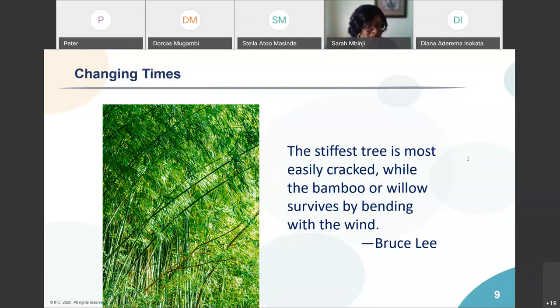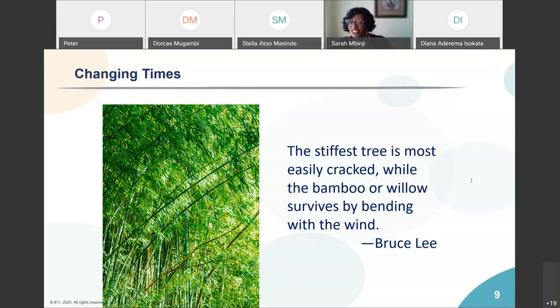Diana, over to you. Thank you, Sarah. We have Jackton Omondi, who's very fast in responding. He says adaptability. We have Steve, not adaptable. We have George Serem saying it means we need to be flexible with changing situations. And I see Stephen Gikungu on YouTube says flexibility.